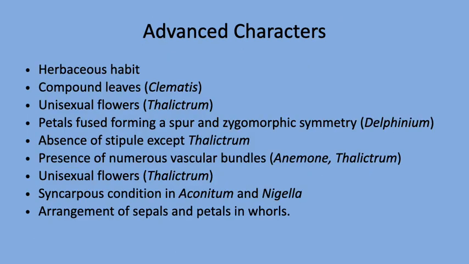Now we will study certain advanced characters. First character is herbaceous habit. Next, compound leaves as is seen in clematis. Unisexual flowers, example thalictrum. Petals fused forming a spur and shows zygomorphic symmetry. Example delphinium.